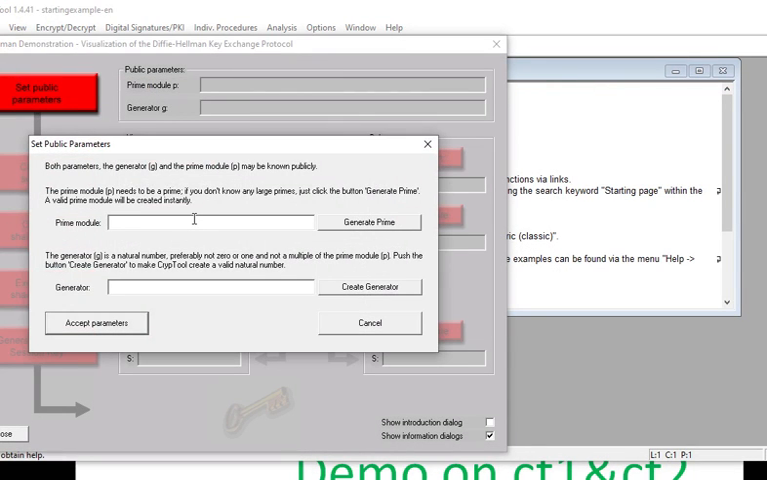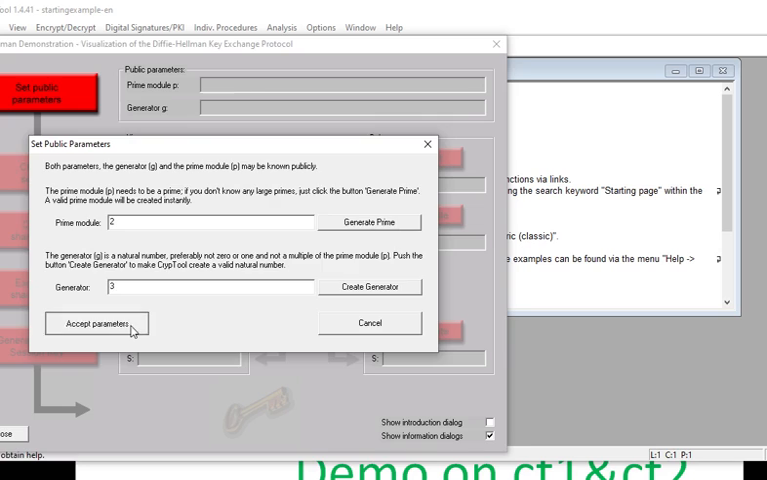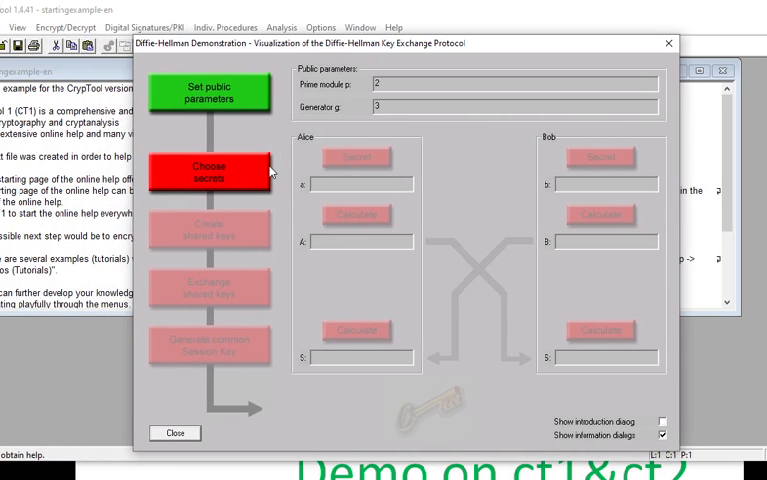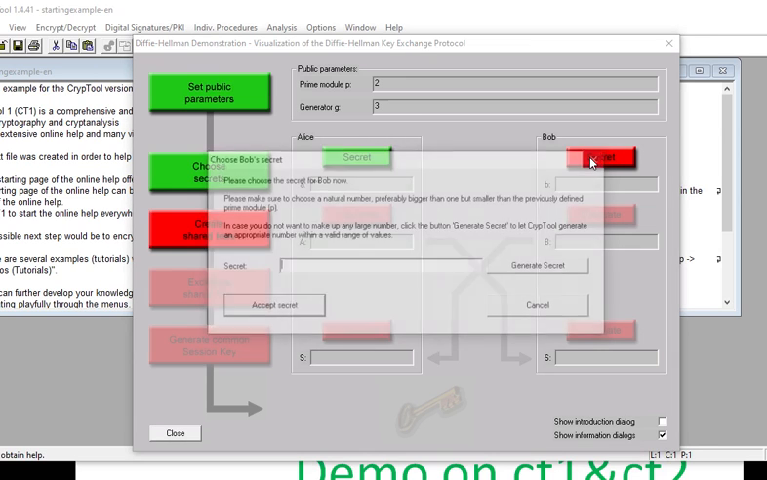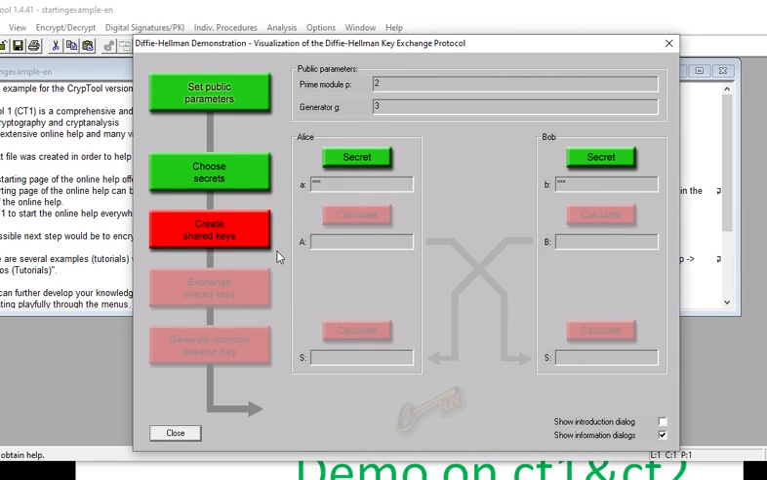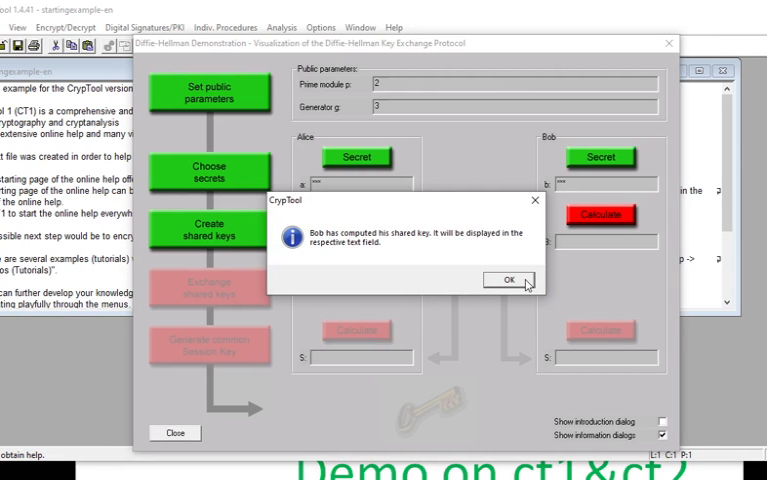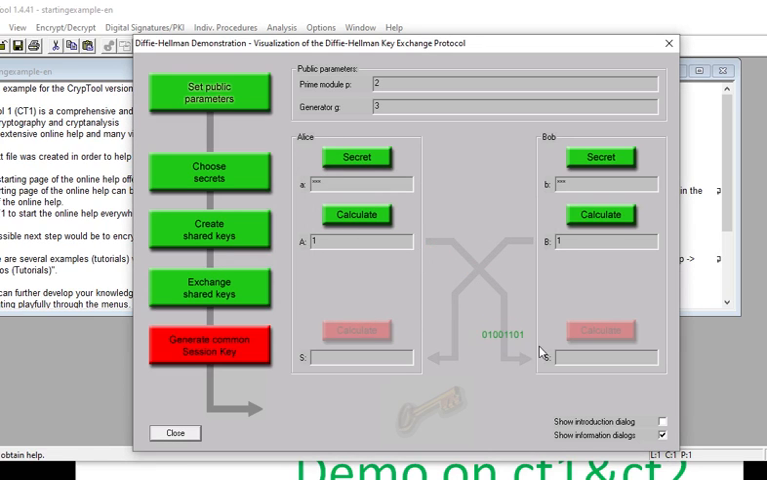Set public parameters 2 and 3. Choose the secrets. Secret of A 1 2 3, then secret of B 1 2 3. Then generate the shared key, 1, then for B. Then exchange the keys. Keys are exchanging, Alice to Bob, then Bob to Alice. Then generate a common session key.